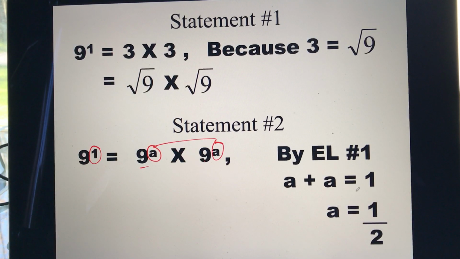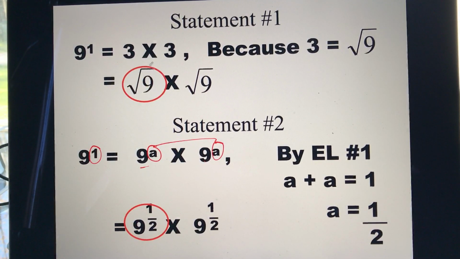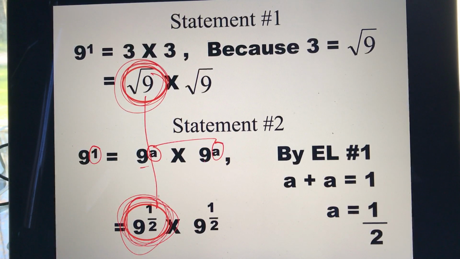So 2a would equal 1, a has to be a half. A half plus a half equals 1. So I now know that 9 to the 1 is also equal to 9 to the half times 9 to the half. And what we can notice from this is actually the square root of 9 is exactly the same as 9 to the half.